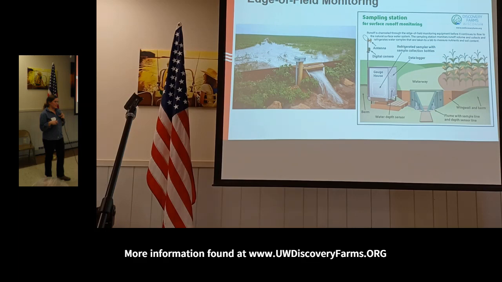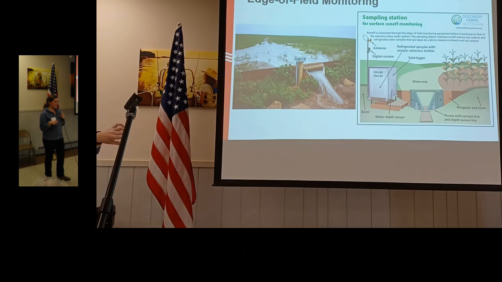So this is what an edge of field monitoring site looks like. We have these wing walls and berms that direct all of the natural surface flow from a defined area, normally edge of field on a farm, and it flows through an H flume. Then it gets sent up to the gauge house and collected in a 24-hour refrigerated sampler, and those samples are taken to the lab and analyzed.